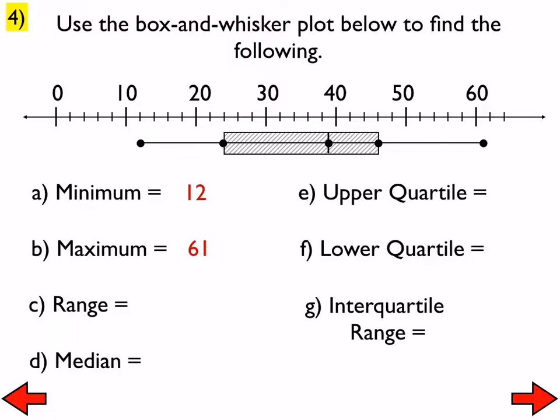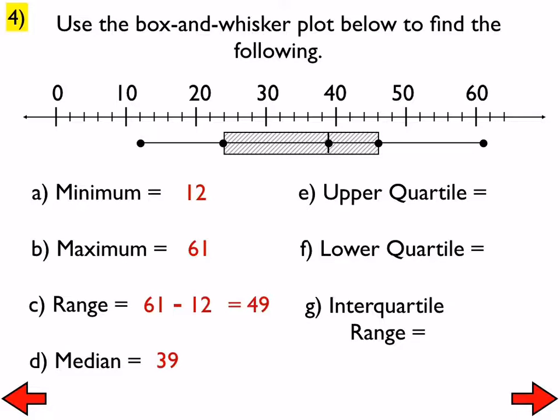Range. 49. Okay, 61 is the largest number minus the smallest number. That is 49. Median. 39 and a half. Well, I think it's actually 39. It's halfway between 38 and 40, right? Because these numbers are by twos. Okay? Same thing with the biggest number. That was like halfway between 60 and 62, right?